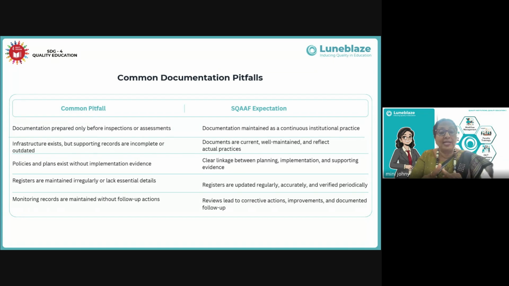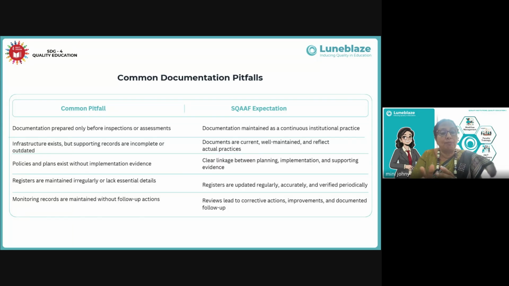Again, infrastructure exists, but supporting records are incomplete or outdated. Documents should be current, well maintained, and reflect the actual practice. When you open a book, it should show what practices exist in our school.